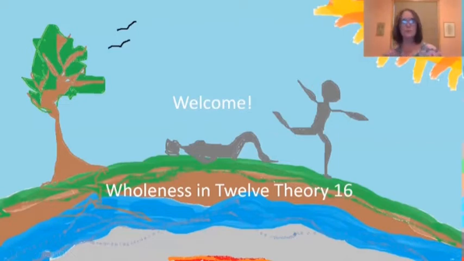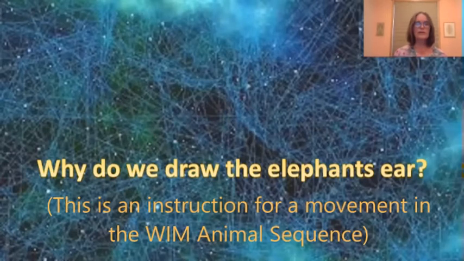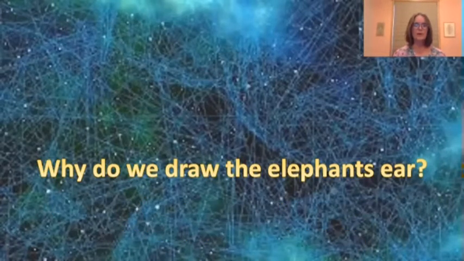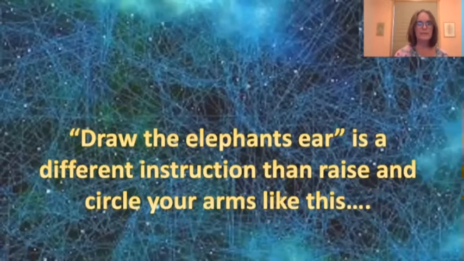So welcome to Wholeness in 12, Theory 16. And we're going to look at this underlying question of why do we draw the elephant's ear in the animal form? Why would I guide the movement like that? Draw the elephant's ear is a different instruction than raise and circle your arms like this. Raise and circle your arms up around your head, out to the side and down, versus draw this big elephant's ear around you.